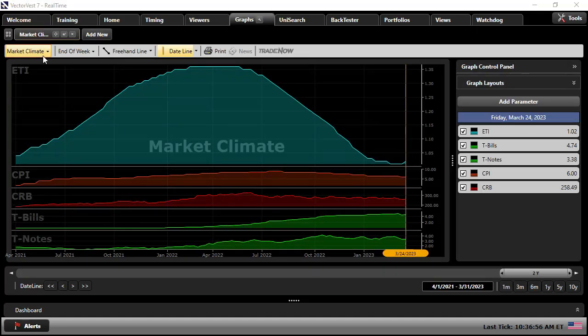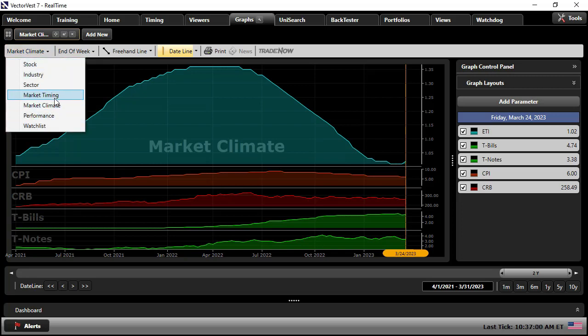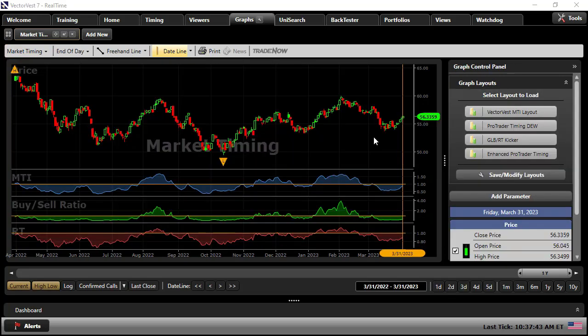And so from our market climate graph, I'm going to go ahead and take us into a market timing graph. And here in the market timing graph, I have it set to a 1-year look back. The VectorVest composite price is represented here in candlesticks. Down below are the important indicators of the MTI, or the market timing indicator, the buy-sell ratio, and relative timing. Okay, these are the important indicators on the VectorVest composite.